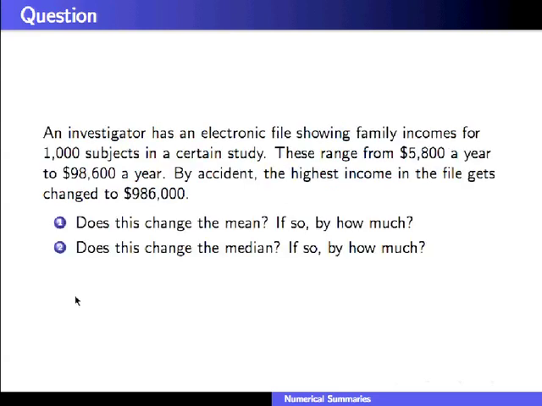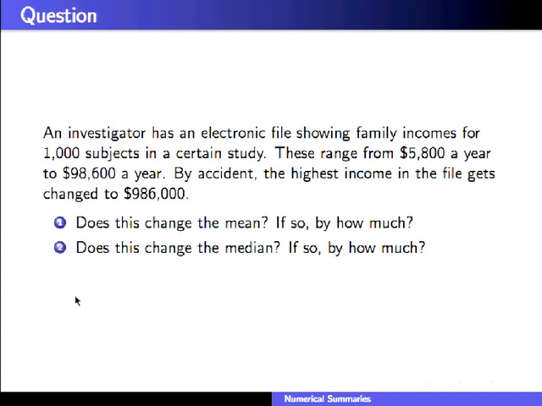Last one. An investigator has an electronic file showing family incomes for 1,000 subjects in a certain study. These range from $5,800 a year to $98,600 a year. By accident, the highest income in the file gets changed to $986,000. Does this change the mean? If so, by how much? Does this change the median? If so, by how much? I think the second question's easier. The second part's easier to answer.